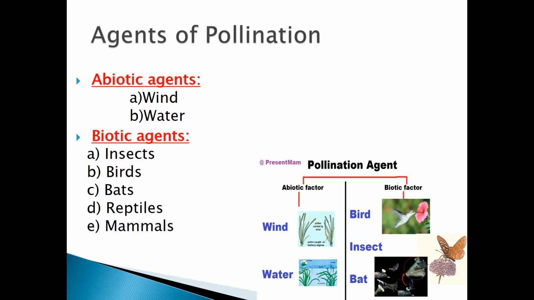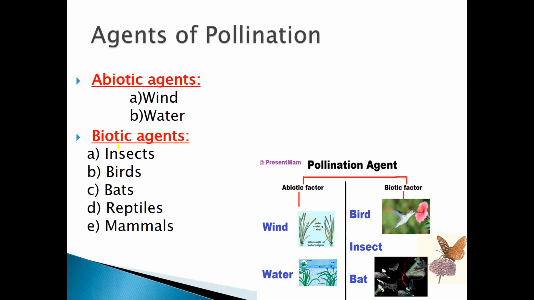So there are 2 types of agents, students. One is abiotic agents and one is biotic agents. Now, what are abiotic agents? Abiotic agents are nothing but non-living agents. So you need to remember abiotic is nothing but non-living agent, whereas the biotic agents are living, moving agents. So this question can be asked: write down the agents of pollination, or give the abiotic agents of pollination.